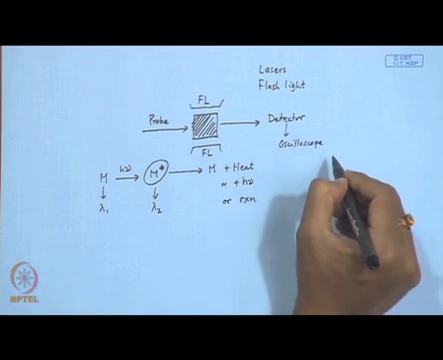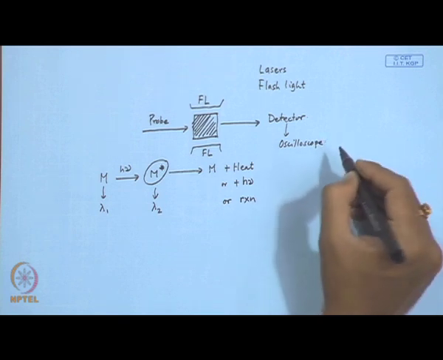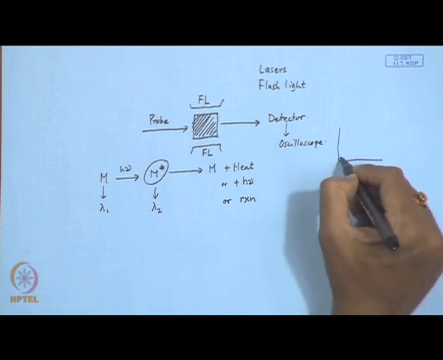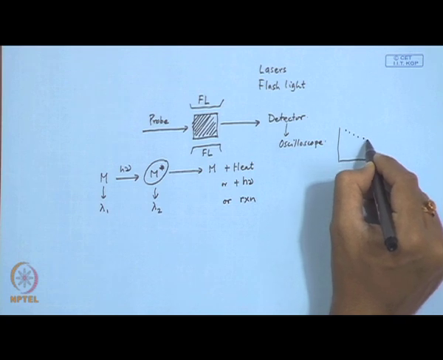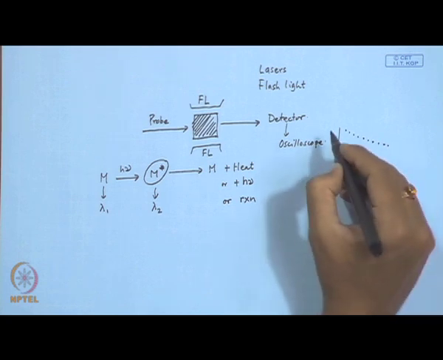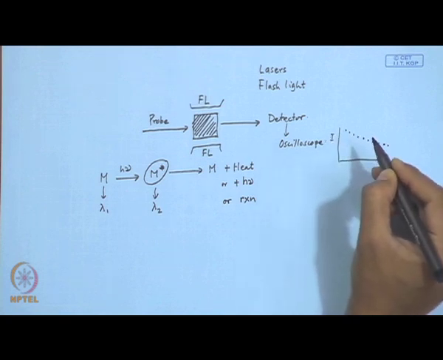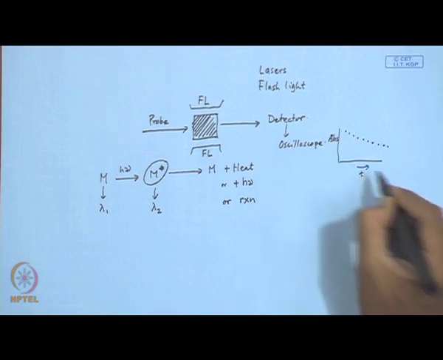Nowadays these oscilloscopes are replaced with PC based oscilloscopes. What it does is it records the signal intensity as a function of time. So, the signal strength decays with time. Okay. So, it is the intensity, or maybe absorbance, ABS, and it is time.